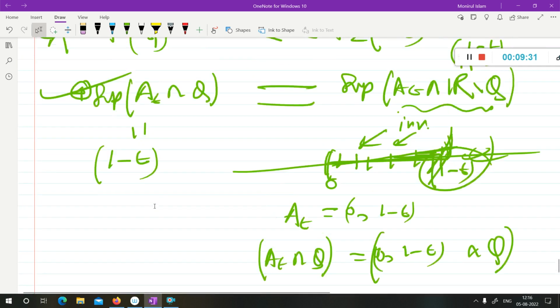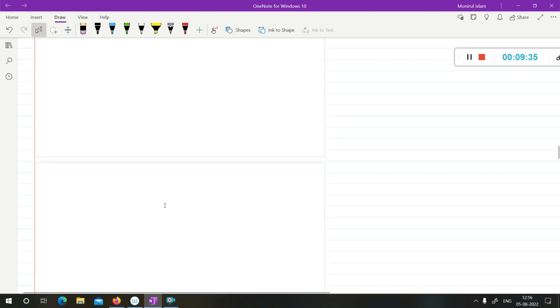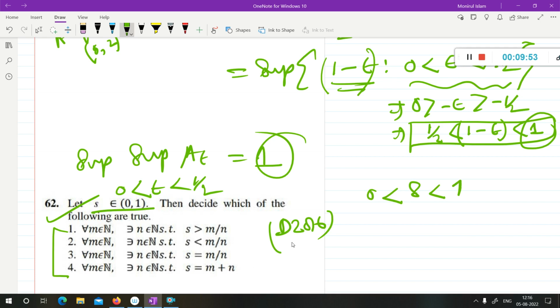I told you part C and part B of the question. Now to discuss one more question, of the Archimedean property. This question came in December 2016. It says s belongs to the interval 0, 1, then this happens. See, if s belongs to 0, 1, this means 0 is less than s less than 1.